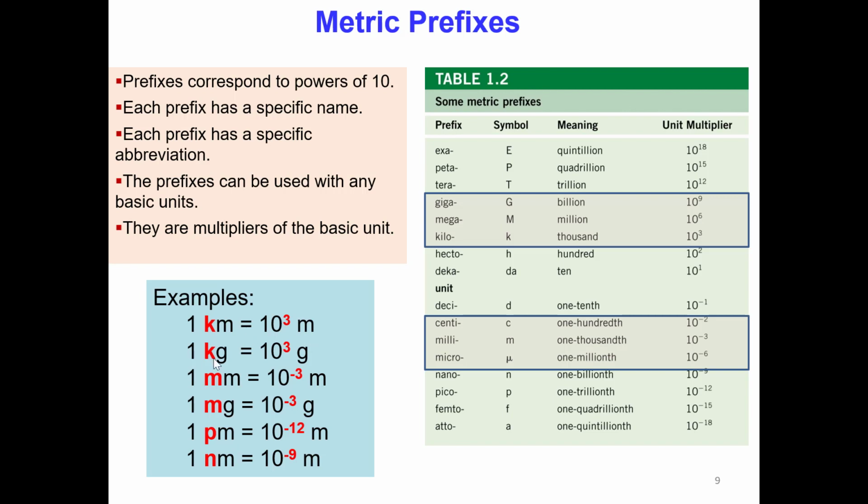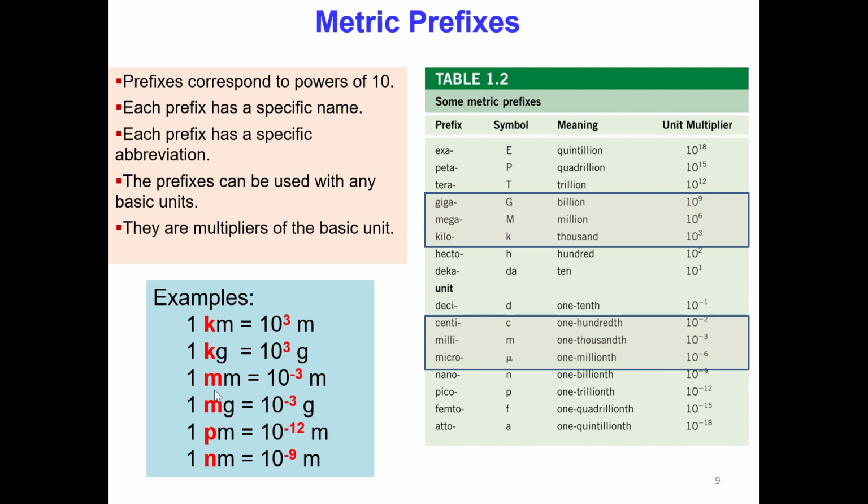But we can also use the same prefix with grams, the unit for mass. We can use 1 kilogram, which means 10 to the power 3 grams. We are using the same prefix but with a different basic unit. Yes. In this particular case we had 1000 meters, but here we had 1000 grams.